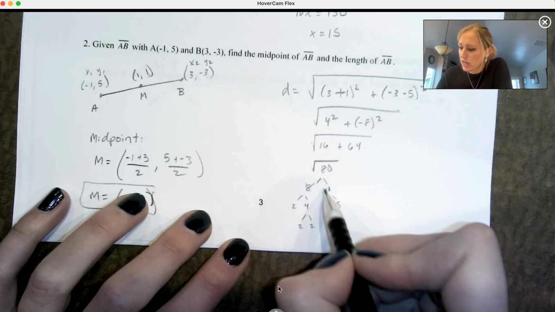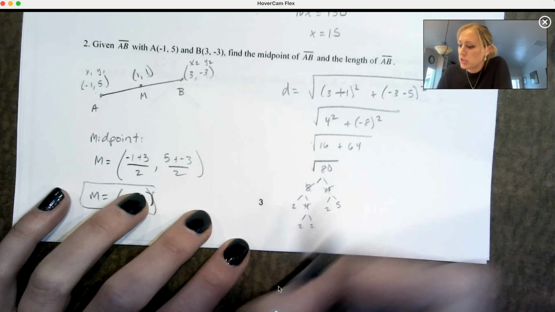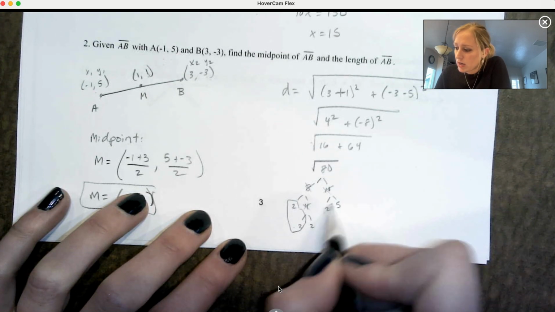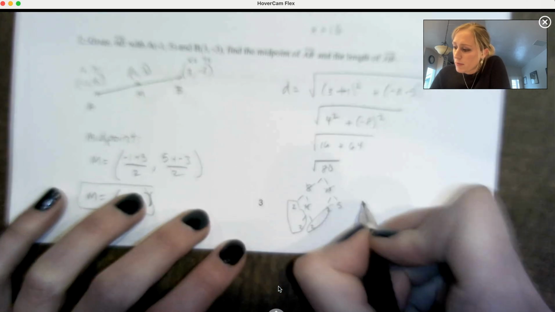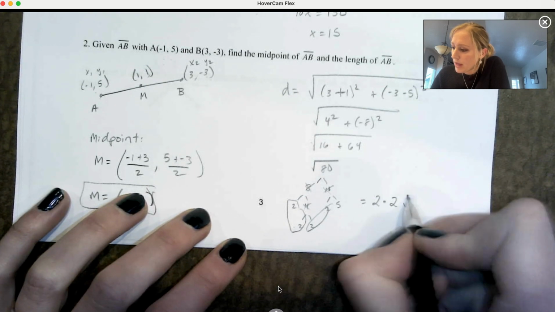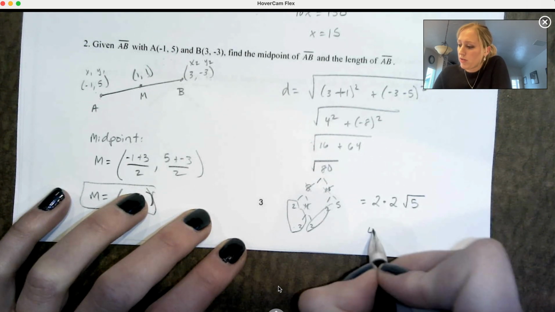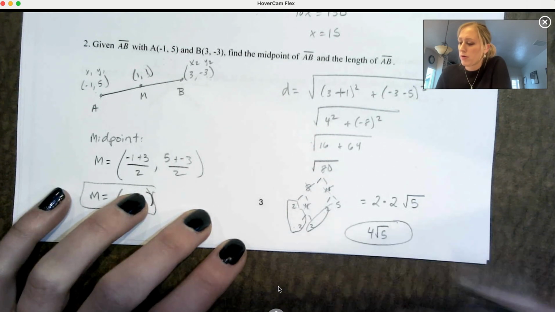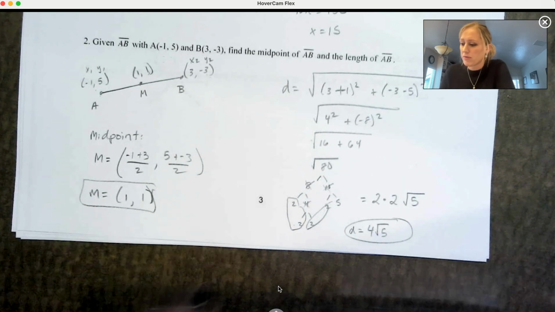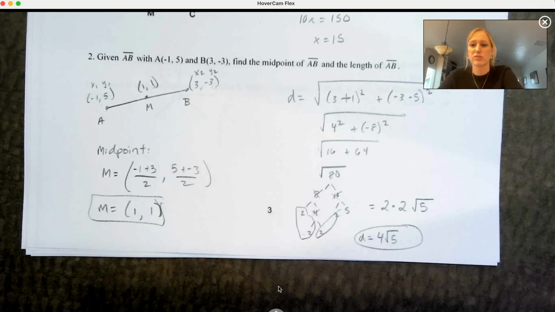So we broke down the 8, broke down the 10, broke down the 4. Here's what I have, 2, 2, 2, 2, 5. So I have a pair of 2s, another pair of 2s, and a 5. The pairs go out front, and if you have more than one, we're going to multiply them, and anything without a pair is underneath. So this simplifies to 4 root 5. So I'm going to put d equals 4 root 5. So there's our midpoint, and there's the length of the segment. Okay, that's the review for Mod 1.